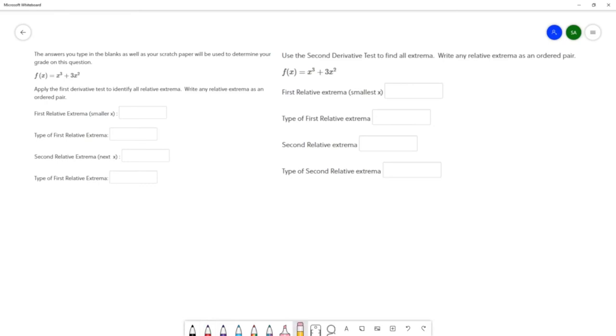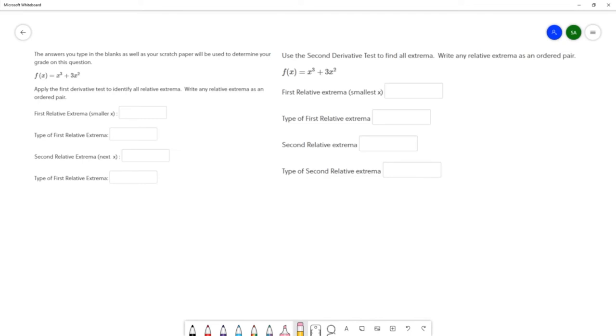So in this example, we're going to do a comparison of two different methods for finding the relative extrema for a function. What I have here are two questions that I've taken from the practice test. You can see that they both use the same function, f of x equals x cubed plus 3x squared. And over here, the same thing, x cubed plus 3x squared. Both questions are asking you to find relative extrema and to write the relative extrema as an ordered pair.